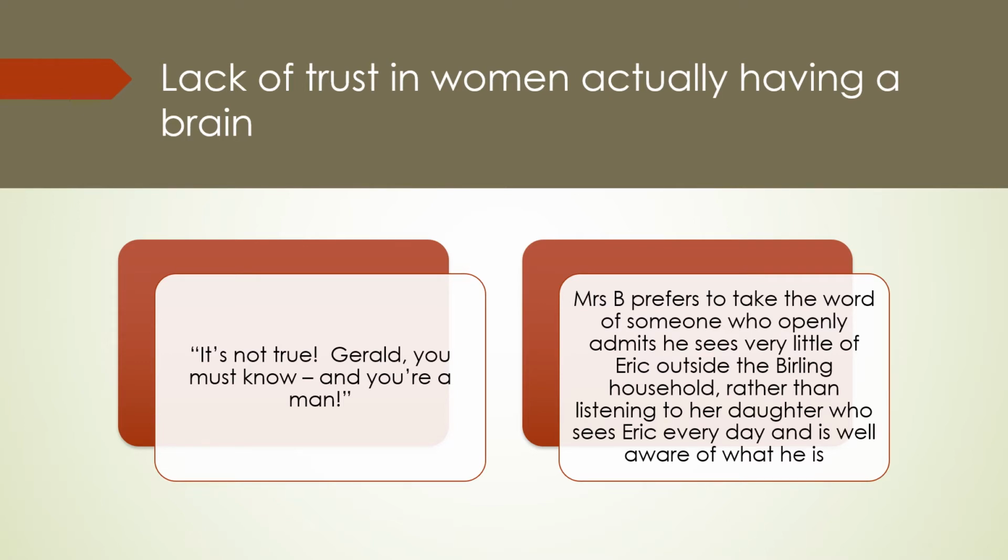Okay, so I went through this slide in the character PowerPoint. Again, it's just the idea that Mrs. Birling seems to have this lack of trust in women actually having a brain that they can think for themselves. So again, we've got this quote: "It's not true, Gerald, you must know, and you're a man." Okay, again, it shows that she prefers to take the word of someone who openly admits he sees very little of Eric, rather than listening to her daughter who sees Eric every day and is well aware of the drunk that he actually is. Because the woman cannot have the brain, the woman cannot have the idea and be right, but that is just those firm, deep-rooted Victorian values that are instilled within Mrs. Birling.